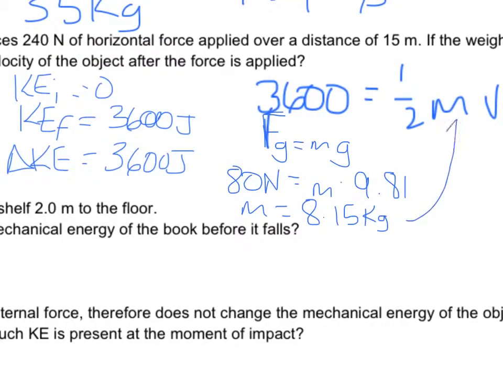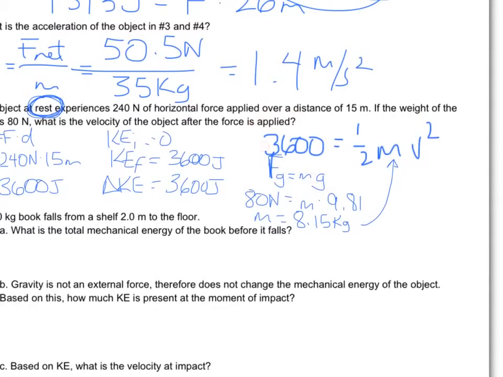So we have 3,600 joules equals 1/2 of 8.15 times v squared. We can solve then for v, and we get something like 29.7 meters per second.